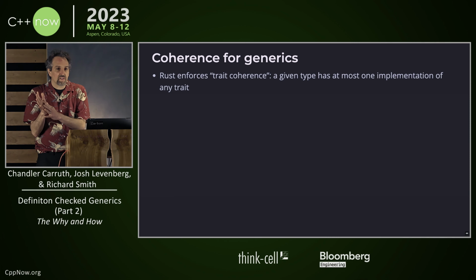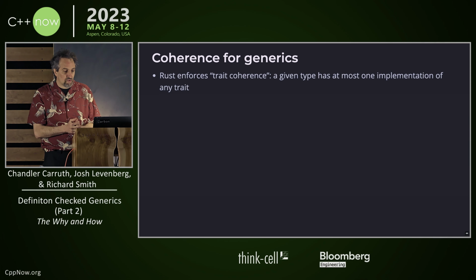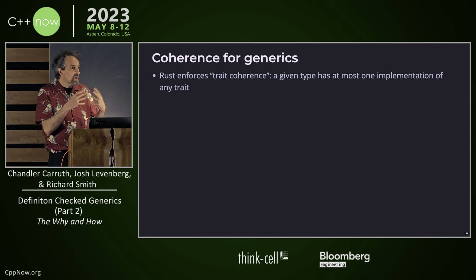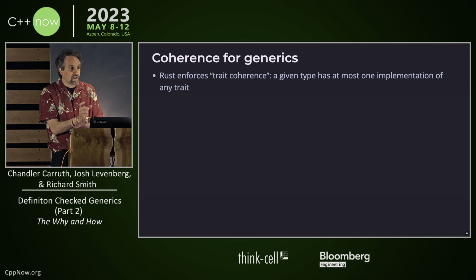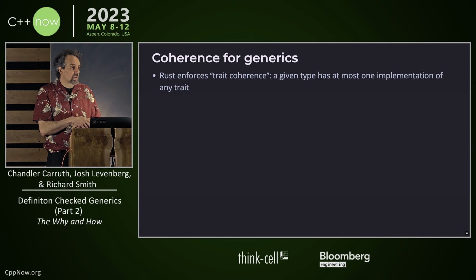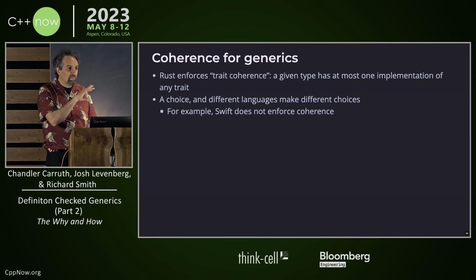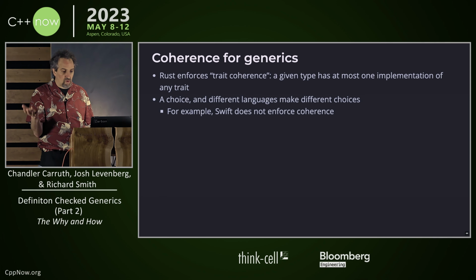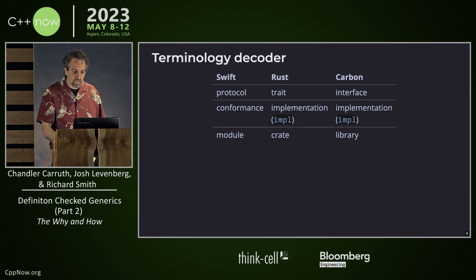For generics, we have this concept of trait coherence from Rust. And trait coherence is about interface implementation consistency. This means that if we have a query asking for an implementation of a trait and type, you always get the same answer no matter what file you're in. But not all checked generic systems are coherent, including Swift. So this is a language design choice again.